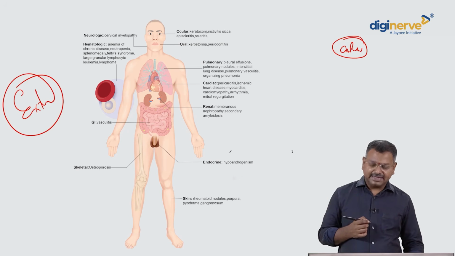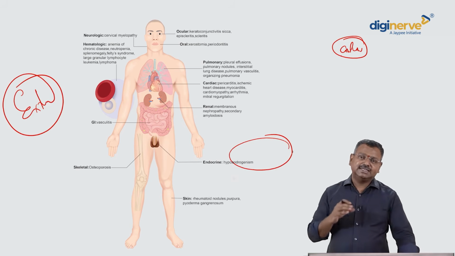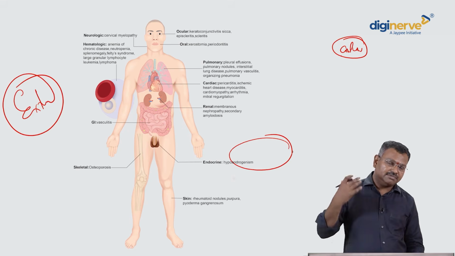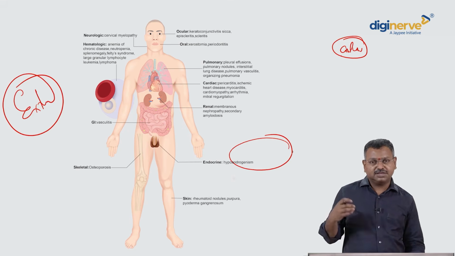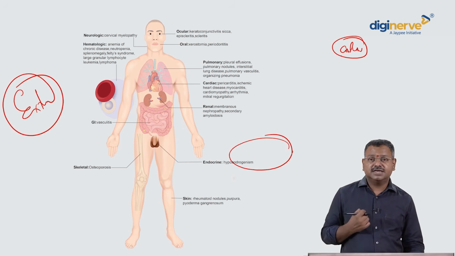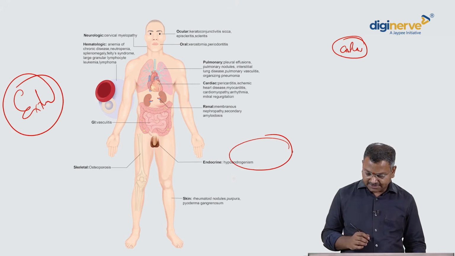In the skin, they can get ulcers, purpura, pyoderma gangrenosum, and rheumatoid nodules. Rheumatoid nodules are much bigger in size and they are usually painful. They can be located anywhere. They can be seen in the skin, subcutaneous tissue, muscle, lung, solid organs, and synovium, and they respond well to methotrexate.